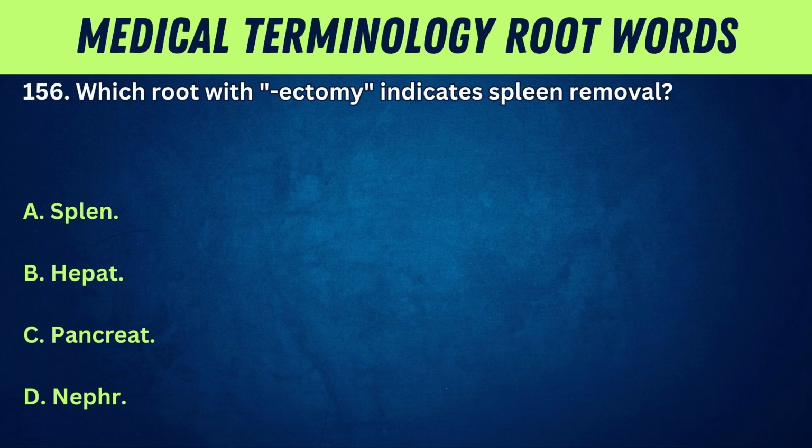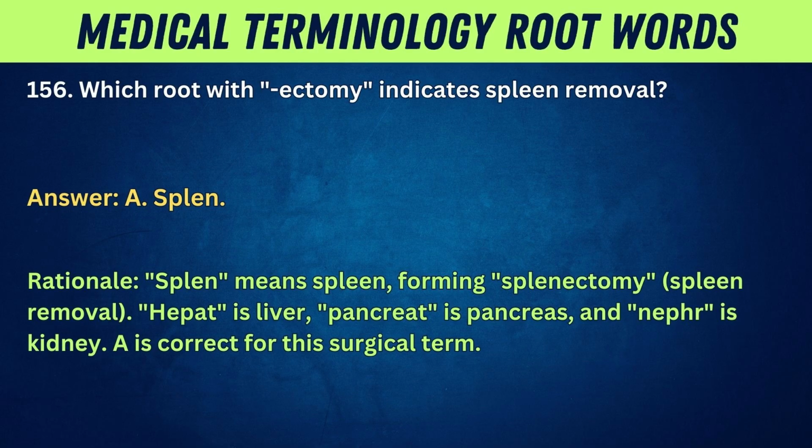156. Which root with ectomy indicates spleen removal? A. Splen. B. Hepat. C. Pancreat. D. Nephr. Answer: A. Splen. Rationale: splen means spleen, forming splenectomy, spleen removal. Hepat is liver, pancreat is pancreas, and nephr is kidney. A is correct for this surgical term.